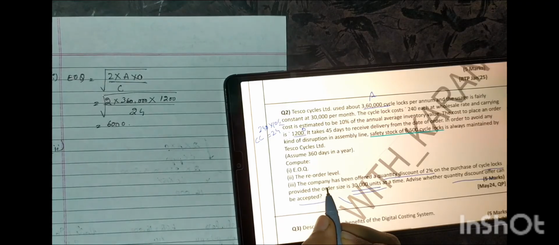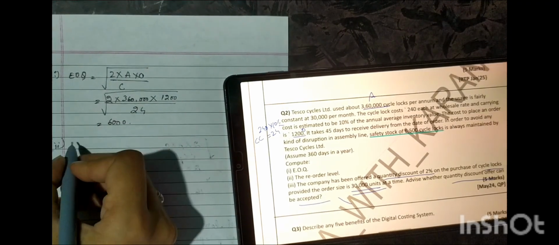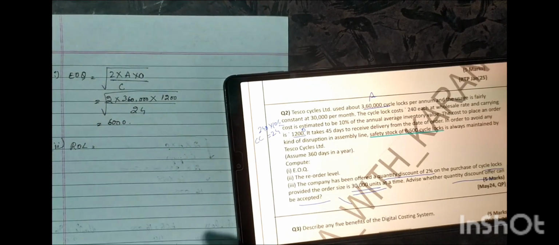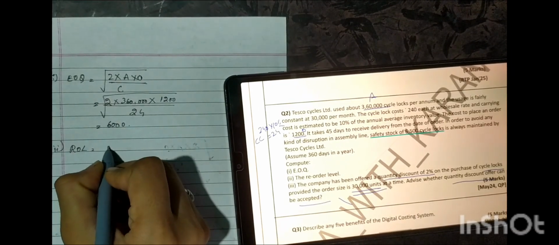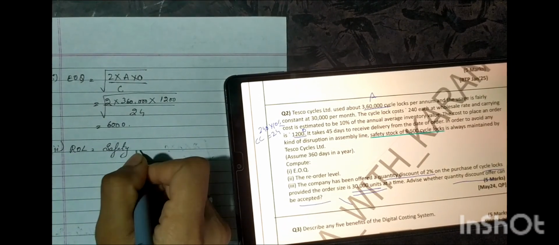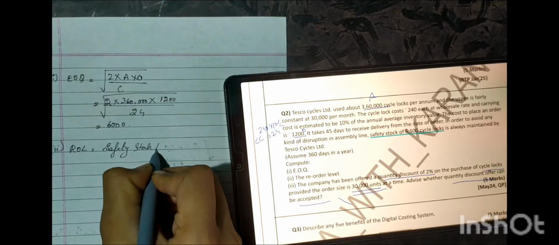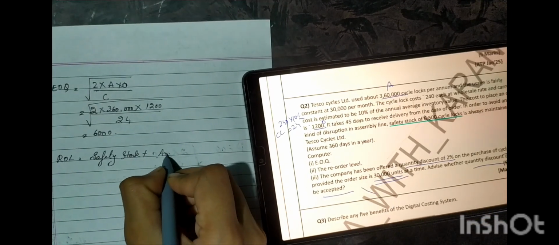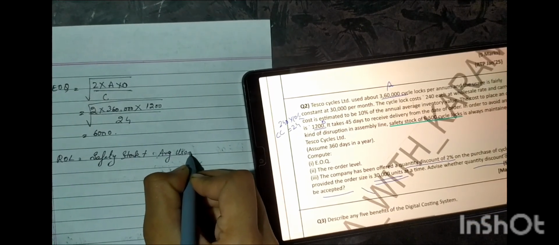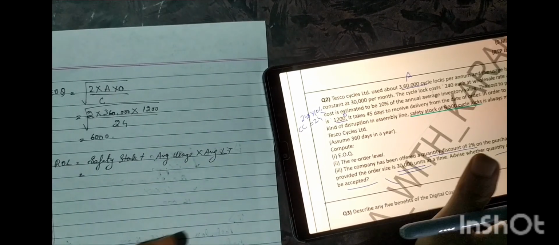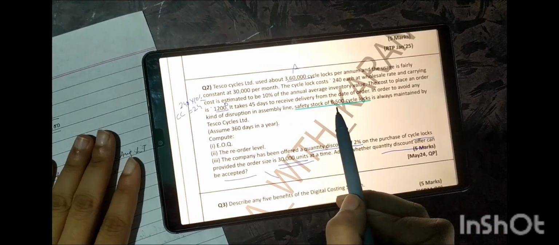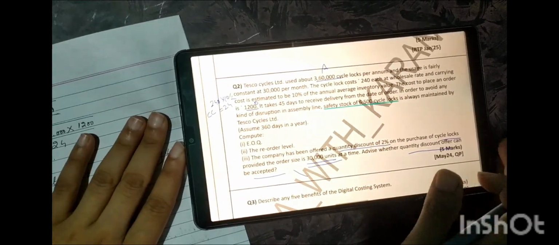And what is the second question? What is the reorder level? For reorder level we have too many formulas. So among too many, we're gonna select the one for which we have information. The one which we're gonna use right now is safety stock plus average usage into average lead time. So what is the safety stock they have given? They have given that 6,500 cycle locks is always maintained.